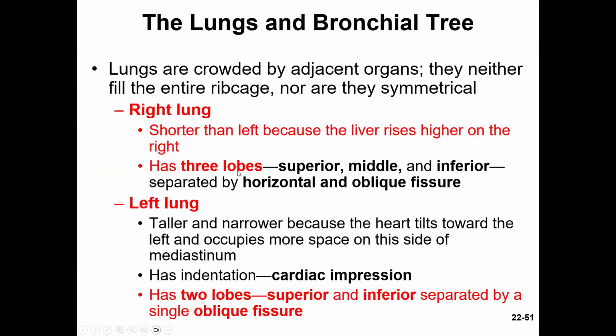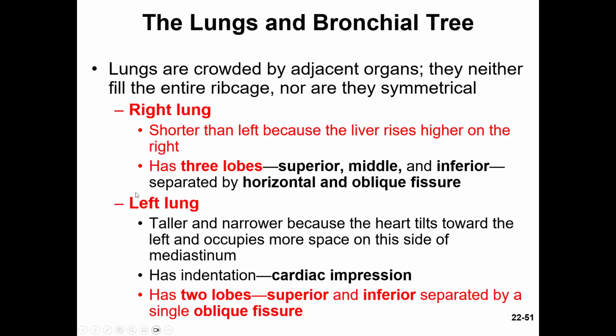Right lung. Now, what do we need to know? The right lung, shorter than the left, has three lobes: superior, middle, and inferior, separated by the horizontal and oblique fissures.